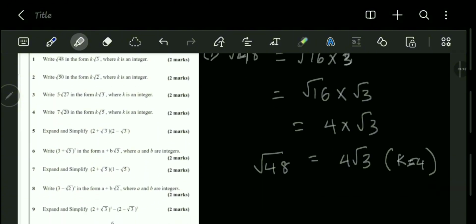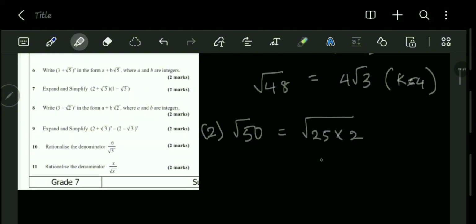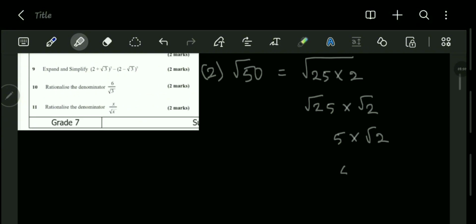Now, for question 2, we're asked to write surd 50 in the form of k surd 2. Just like the first question, surd 50 can be written as square root of 25 times 2, because 25 times 2 will give us 50, right? And it's the best option because one of them is a perfect square, which is this. So if I split this up, I'm having surd 25 multiplied by surd 2. Are you seeing that? And this is a perfect square, and square root of this is just 5 multiplied by surd 2. So when I multiply this together, I'm having 5 surd 2 as my answer. Therefore, surd 50 can be written as 5 surd 2.